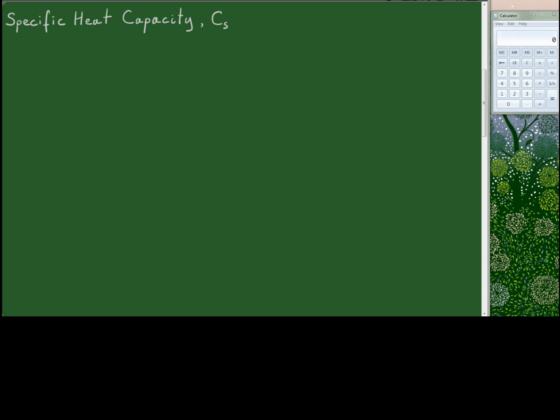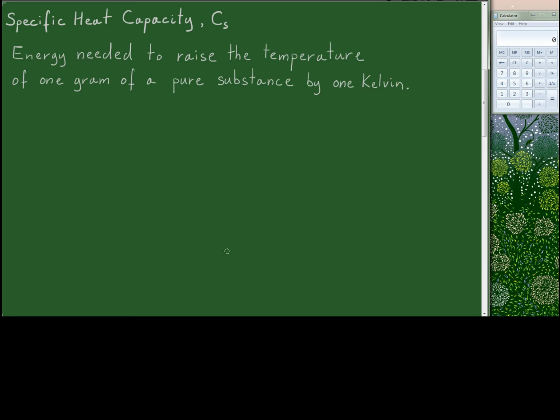In thermochemistry, we often talk about specific heat capacities. So what is a specific heat capacity? It is the energy needed to raise the temperature of 1 gram of a pure substance by 1 Kelvin. We can also write that this way. Cs, the specific heat capacity, is the energy needed in joules to raise the temperature of 1 gram of a substance by 1 Kelvin.